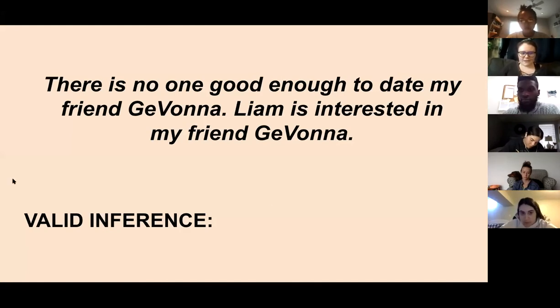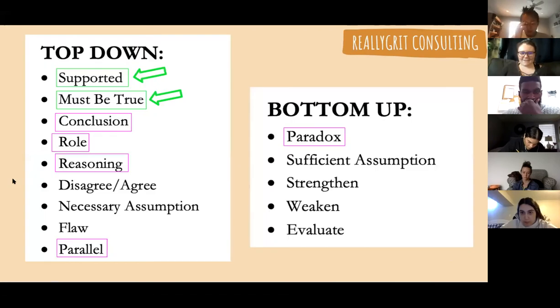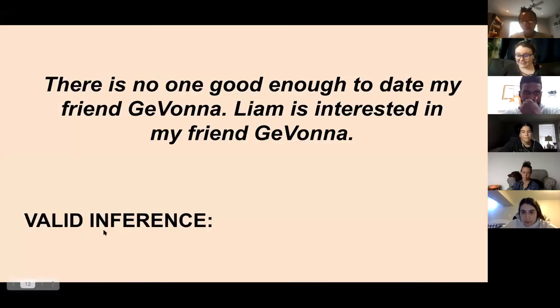All right. I think this is, oh, let me go back. Okay, so what this is going to look like is how we're going to approach conclusion. So Giovanna, go ahead and read this one. There is no one good enough to date my friend Giovanna. Liam is interested in my friend Giovanna.